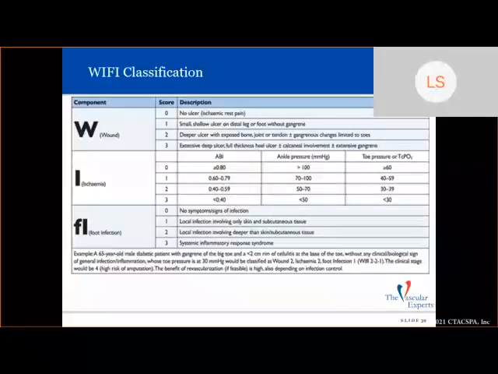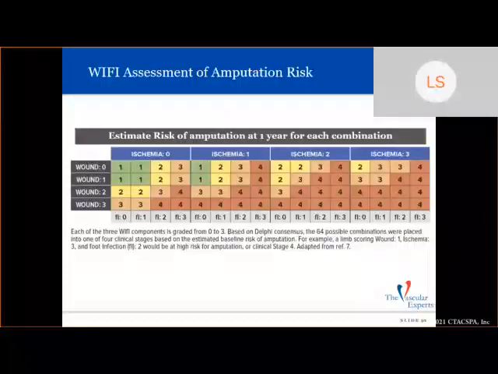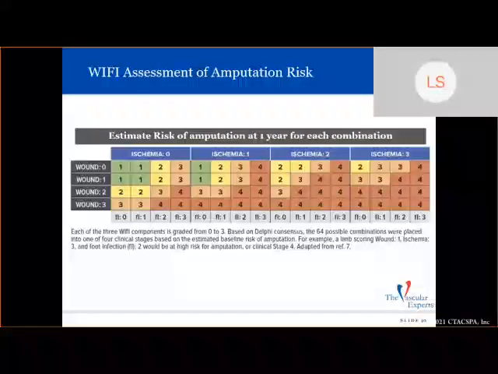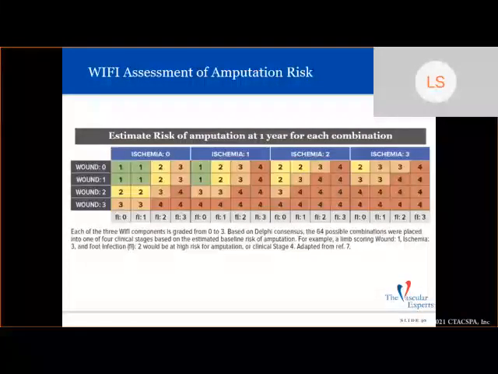We've developed a WIfI score, but it just means that if you have a wound, ischemia, and foot infection, you're more likely to lose your leg. They put this in a graph. Not that it's needed, but just knowing that those patients that have all three of those things are at highest risk for losing their legs.